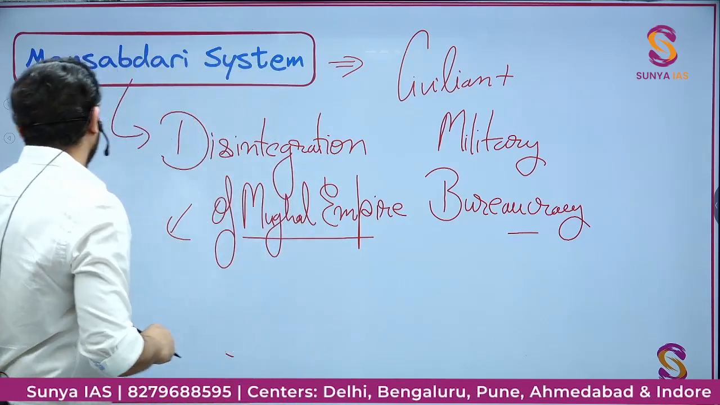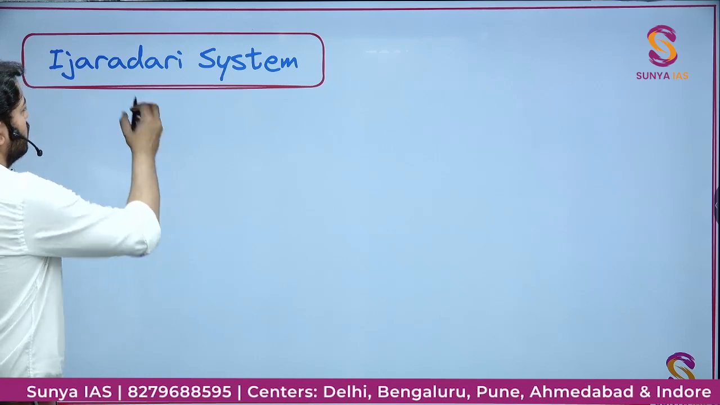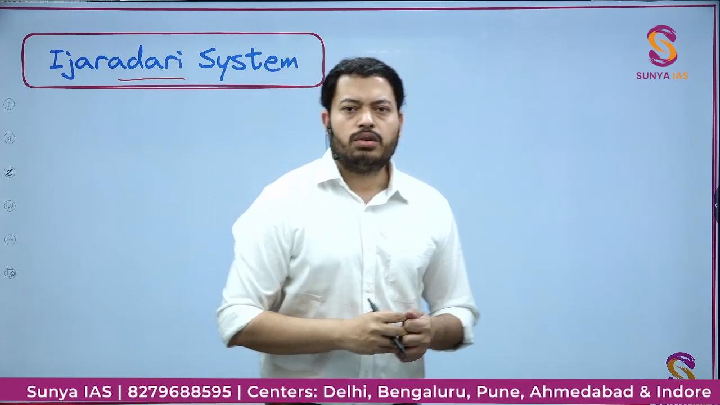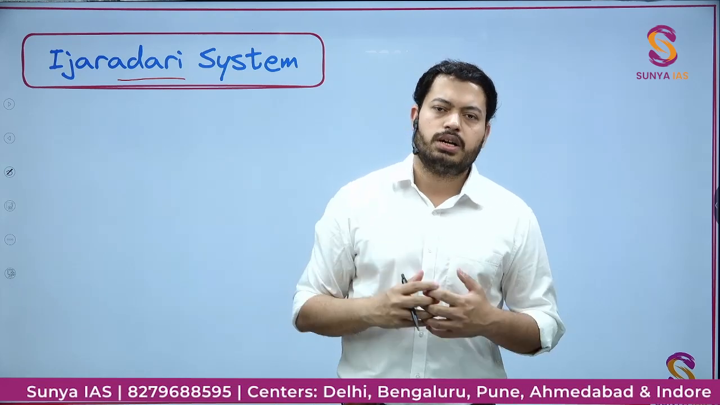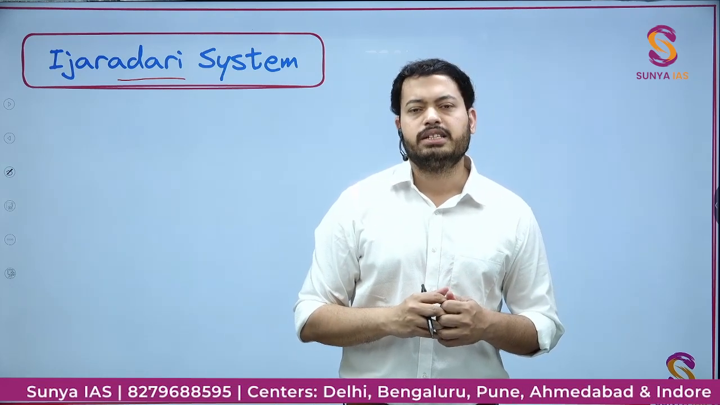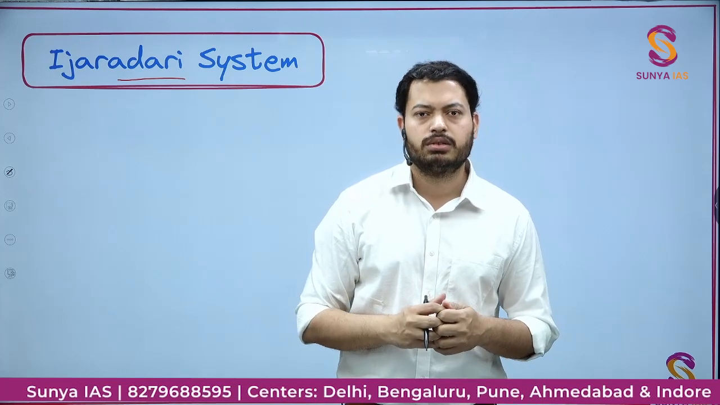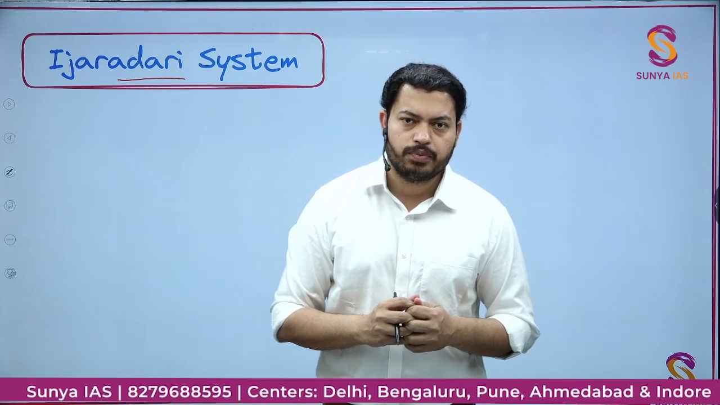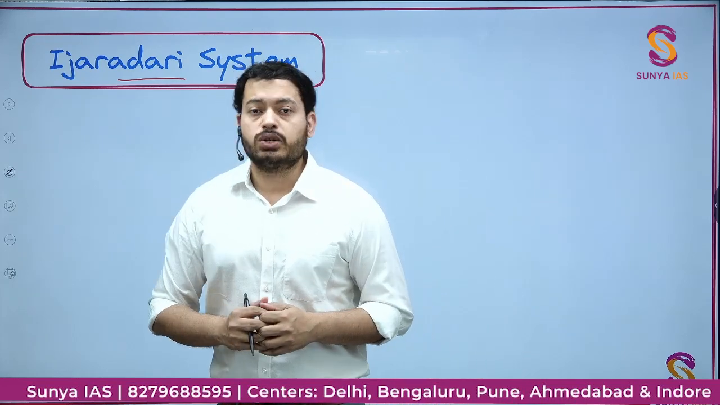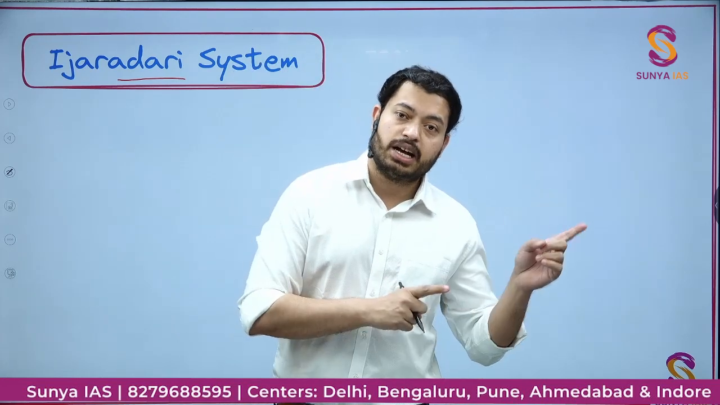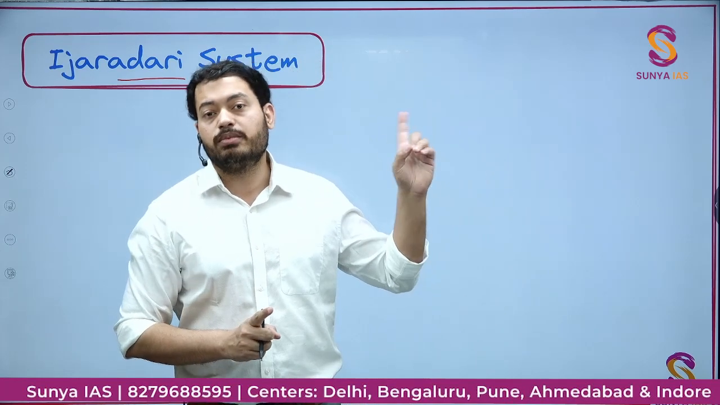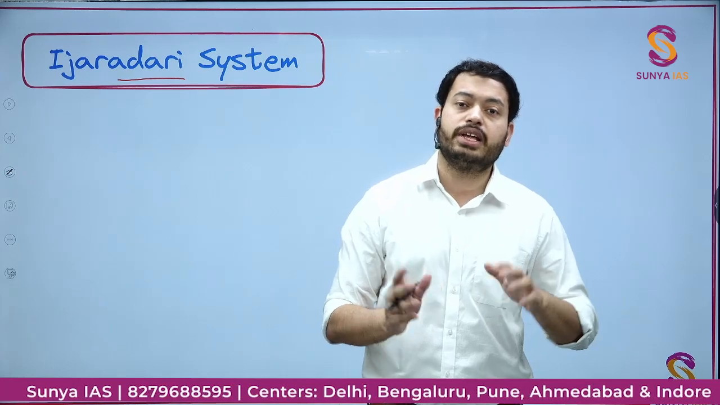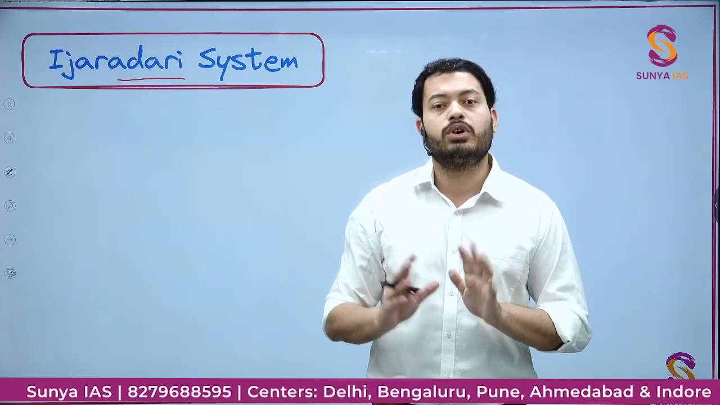Now, let's move forward and talk about the Izaredari system. The most important thing about this term, Izaredari system, is that it's basically a bidding process for the right to collect revenue. A lot of students get confused between Izaredari and Iqtidari. Iqtidari is something extensively mentioned in your medieval history. It is the means of revenue collection in the Delhi Sultanate period, not in the Mughal period.